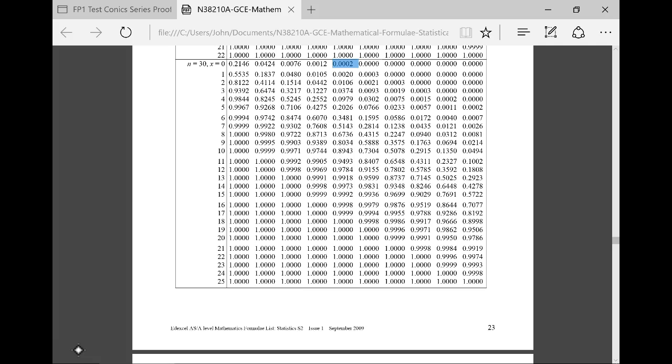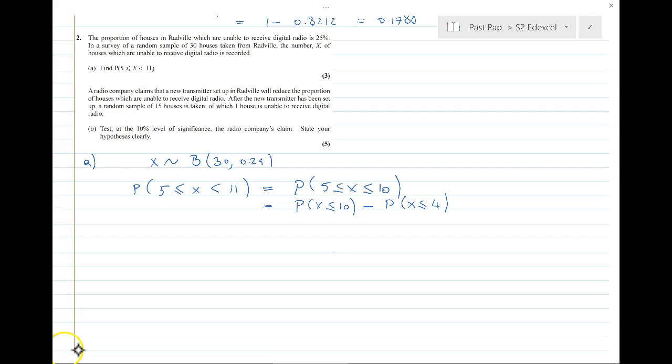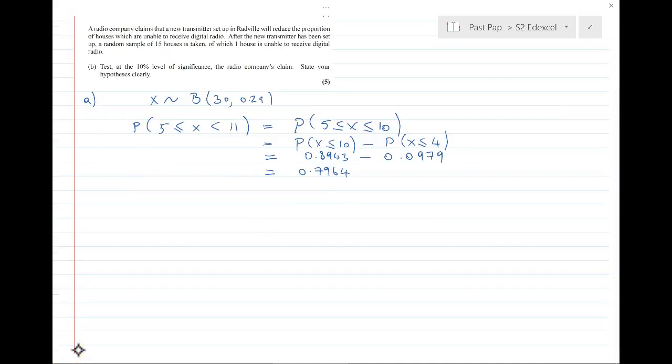there. So the two numbers we're after are for 10, 0.8943, and for 4, which is 0.979. So let's return to the main sheet and write those down. So that's equal to 0.8943 take away 0.0979, which equals 0.7964.